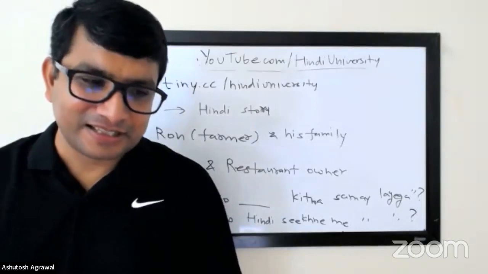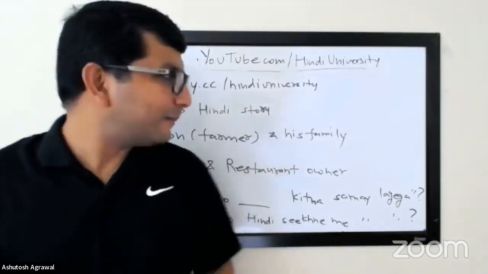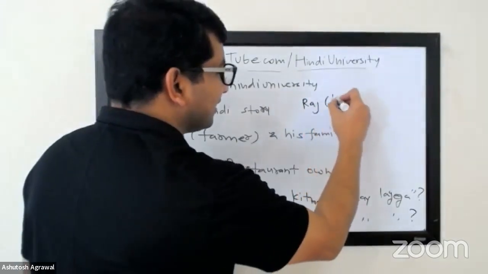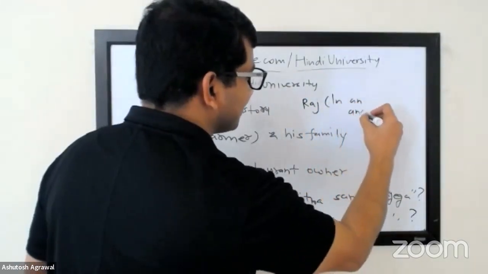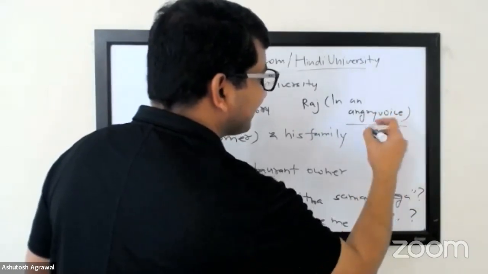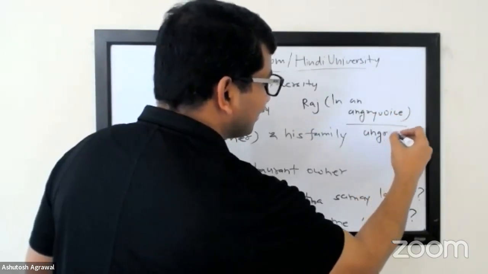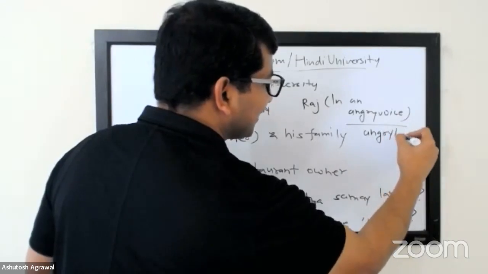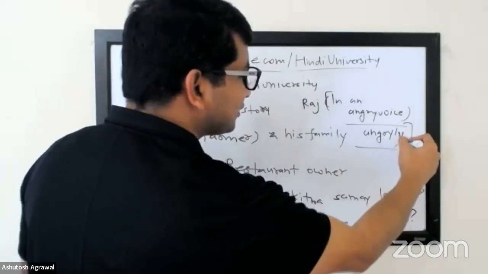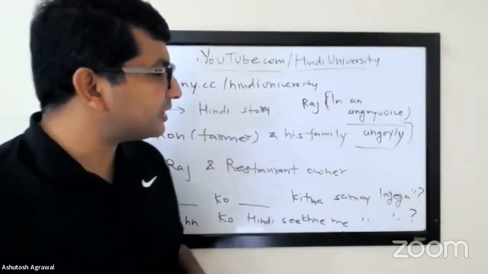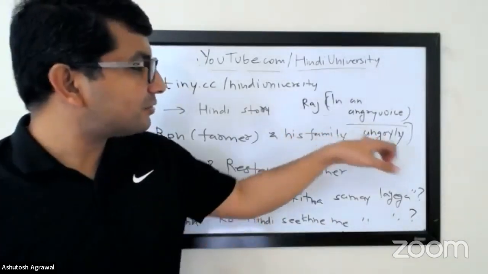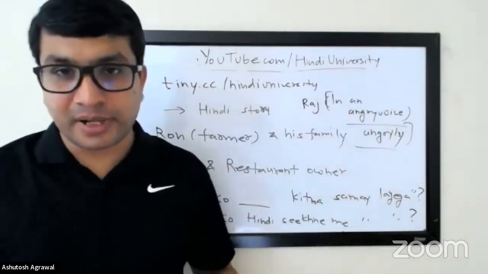Yeah, I see. It was hard. So how will you say that in English? Raj, in an angry voice. Angrily. So it was not necessarily "he's angry." Because this was a conversation, it was just showing the mood of Raj. Raj, angrily or in an angry voice.